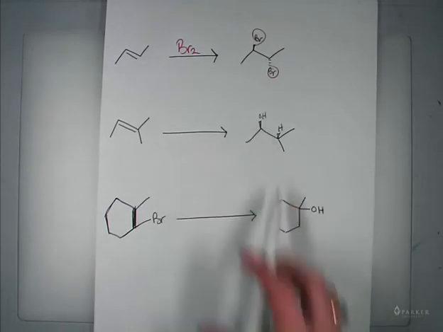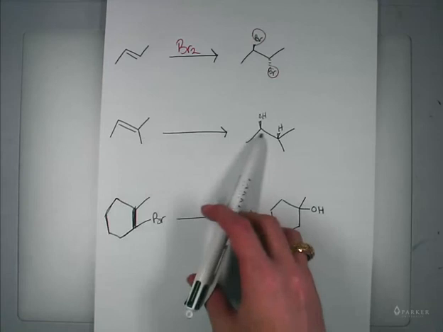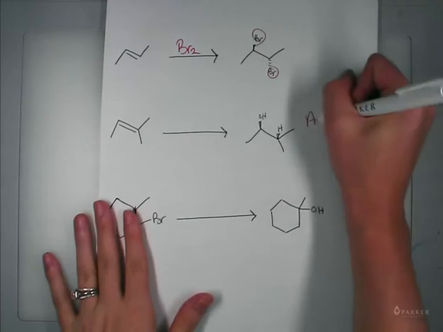What about the next one? What did we add across there? Water, H and OH. And let's look at this. Did it add Markovnikov or anti-Markovnikov? Anti-Markovnikov, because look, that OH, did it go to the side with the most branches? No, it went to the side with the least amount of branches, so that's anti-Markovnikov.